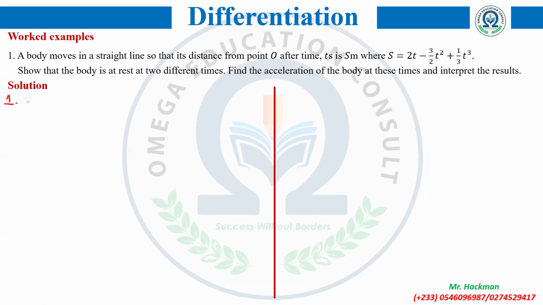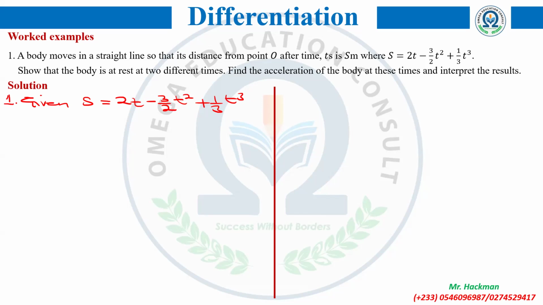We extract what is given, or you can choose not to write the given, but your displacement function must be extracted, or must be written. So s is equal to 2t minus 3/2 t squared plus 1/3 t cubed. In this case, we are looking to show that the body will be at rest at 2 points. When the body is at rest, we said that the velocity will be 0. Is that not it?